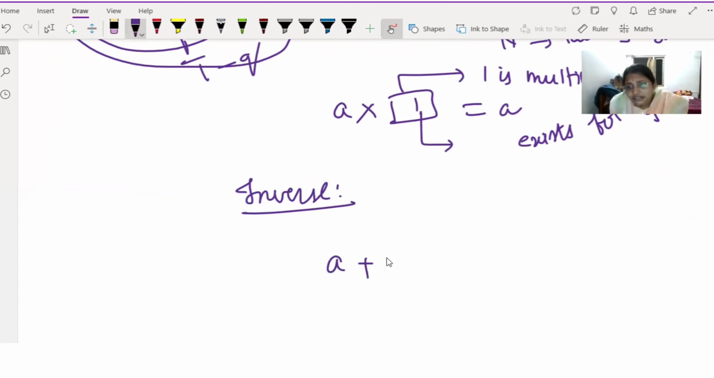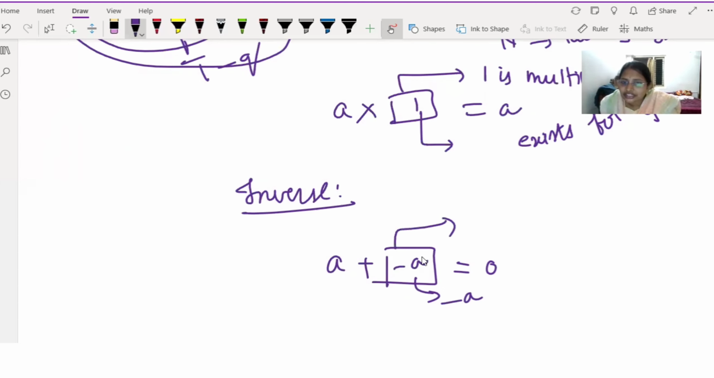For any number, what should be added to get identity? This added number is called additive inverse. What should be added to a to get 0? That's right, it's negative a. The opposite of the number should be added to get the additive identity, right? This is called the inverse.